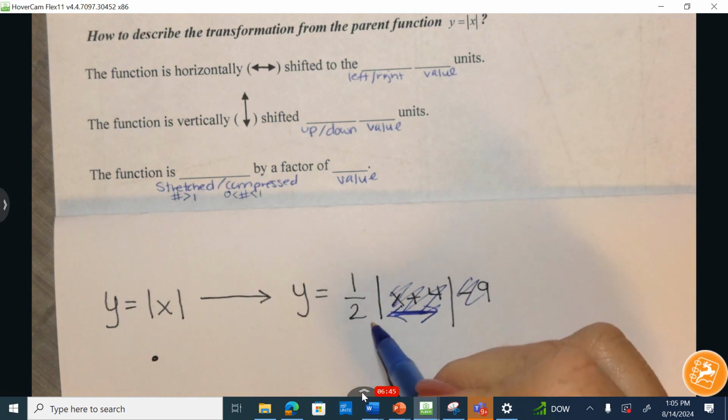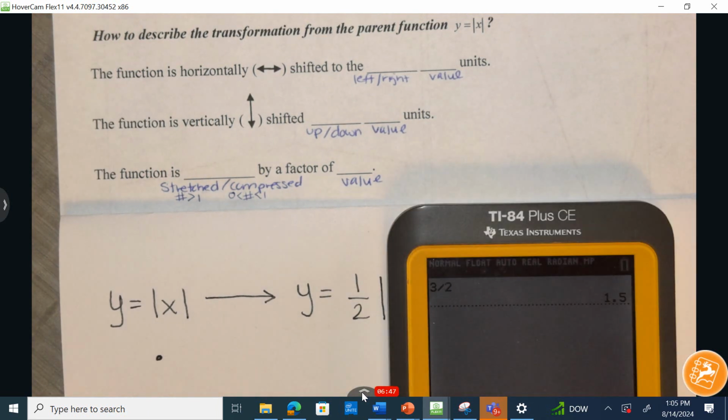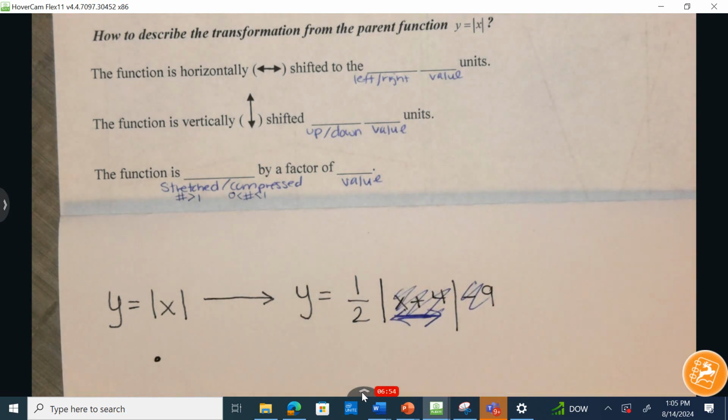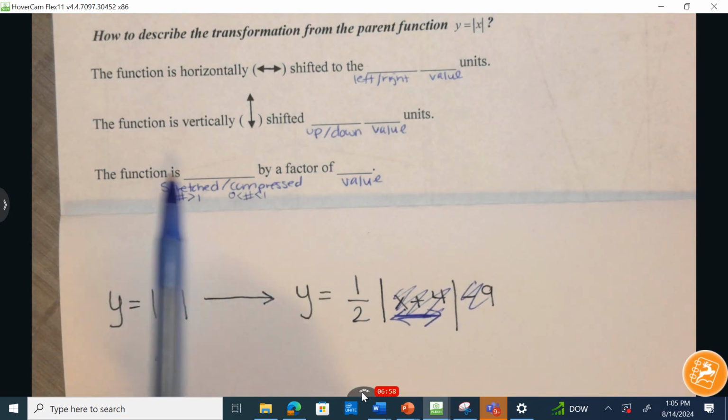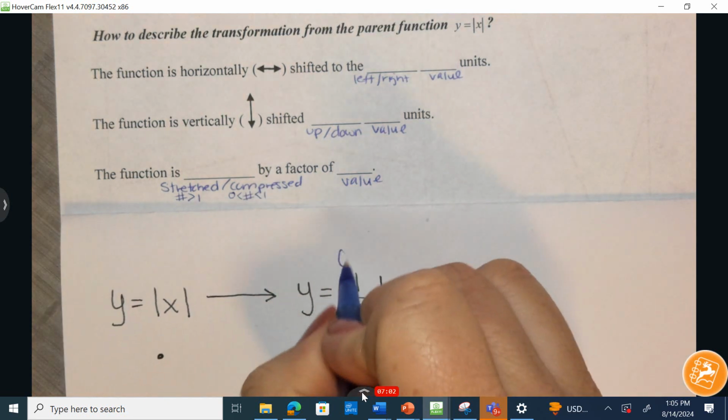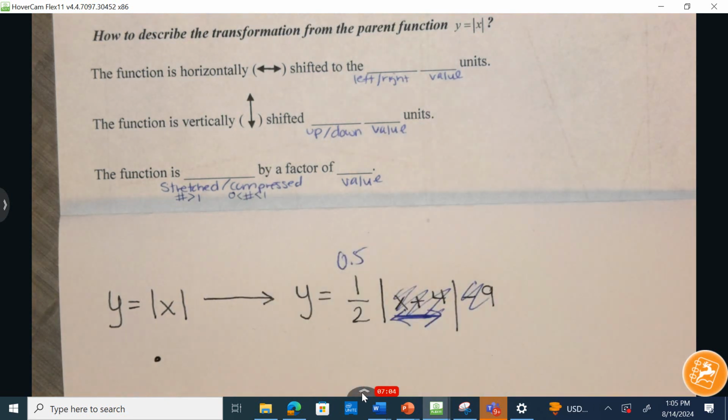Okay, now 1/2, if there's a value up front, we have to know, is that value greater than 1 or is it between 0 and 1? And 0.5 is between 0 and 1, so I'm going to use the word compressed. It's flattened out. The function is compressed by a factor of 1/2, or you could say 0.5. Let's look at the next example.